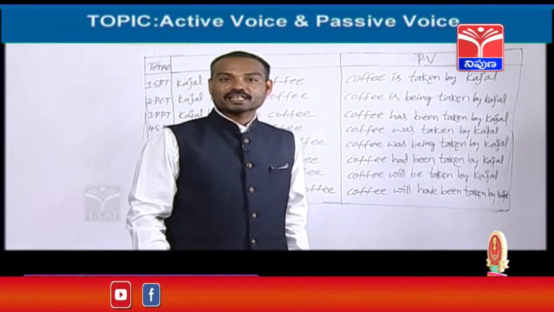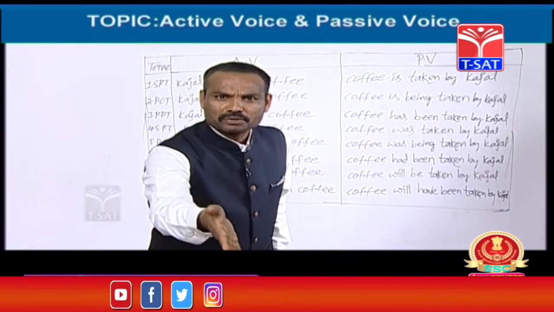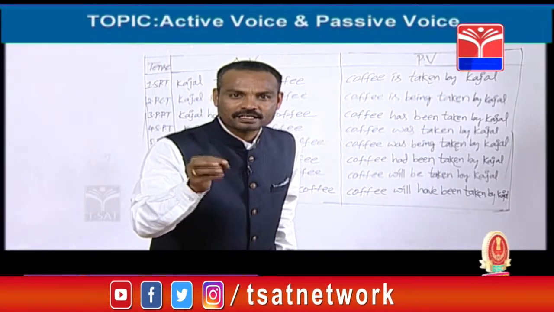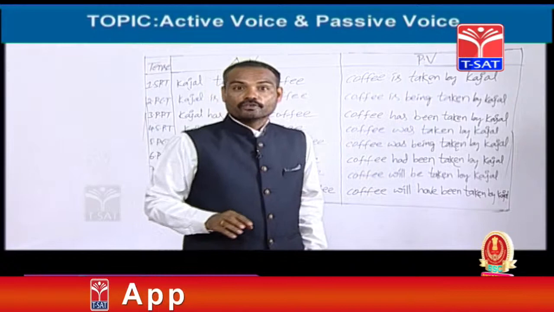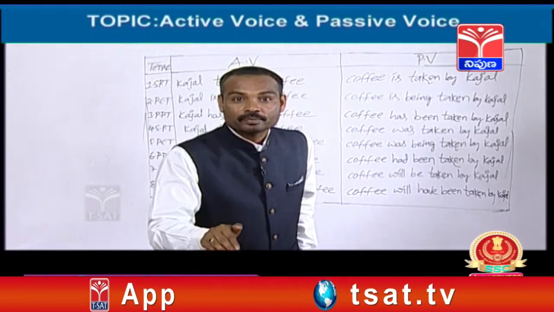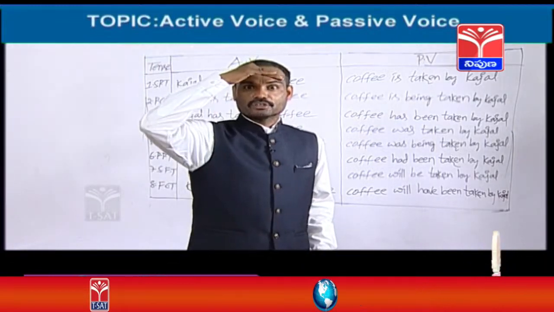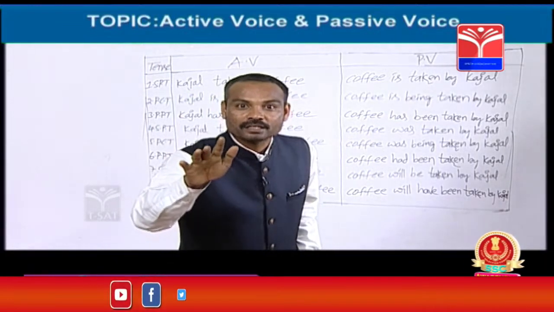For example, in the active voice, they have given can. You write can be. First, that modal verb should be written as it is. Immediately, be should be written. For example, they have given may. You write may be. For example, they have given must. You write must be.